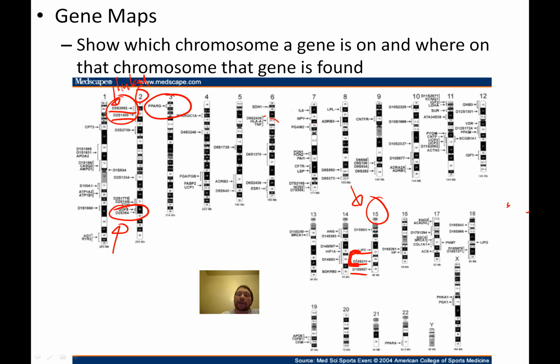Whereas genes that are on different chromosomes, that's where the law of independent assortment applies. And then, of course, we just talked about gene maps. Gene maps is where we can look and we know which gene, for every gene, we know where it is, on which chromosome, and where on that chromosome to find it.